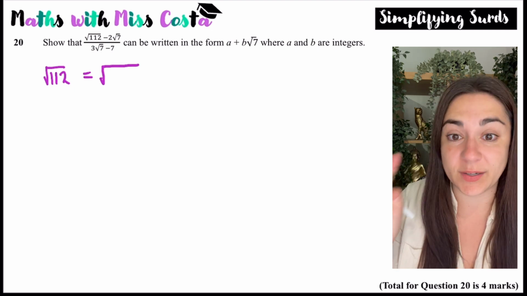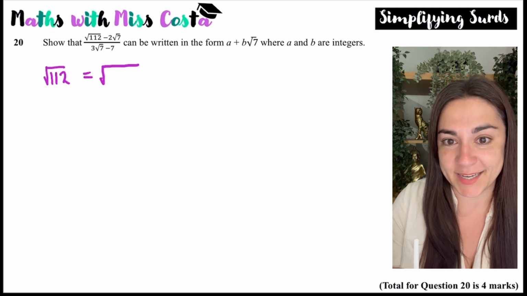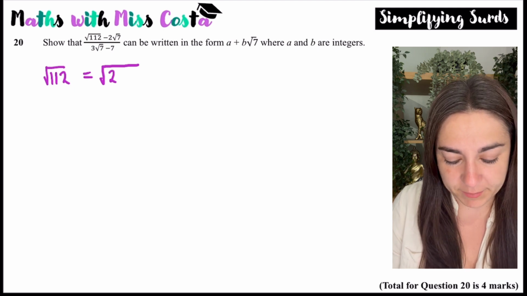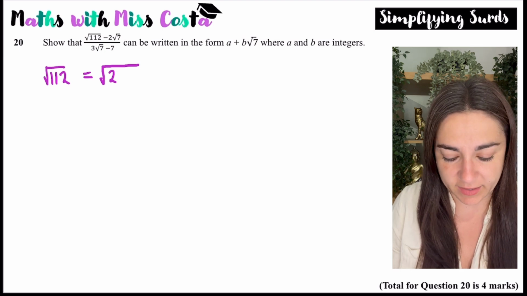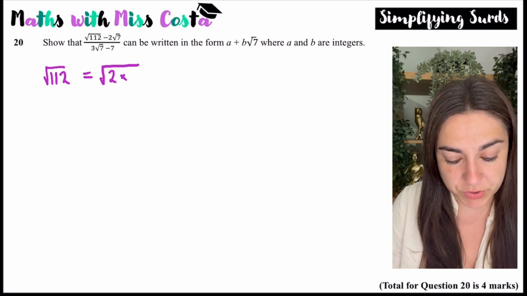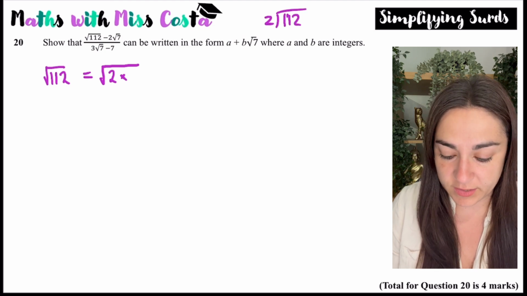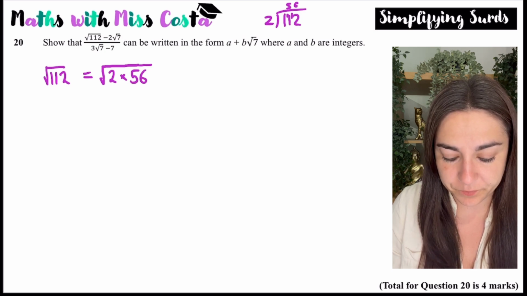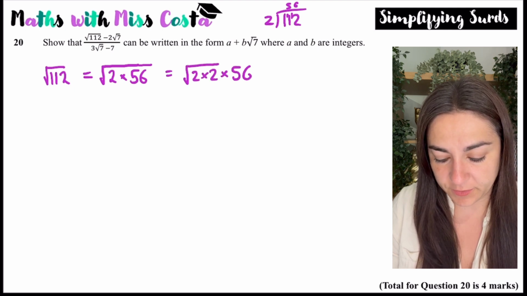Ideally, I want to look for a square number. If I can't recognize something that's a square number inside it, I could keep splitting it until I do. Okay, so 112, I could split into, this isn't necessarily instantly recognizable. So 2 times, if I divide 112 by 2, 2's into 11 go 5, remainder 1, 2's into 12 go 6. So that would be 2 times 56. And then I could split that into 2 times 2 times 56.